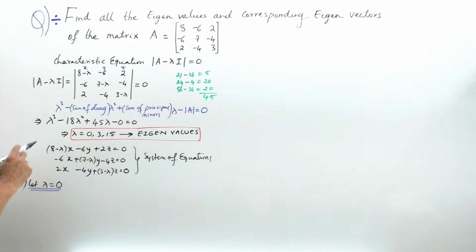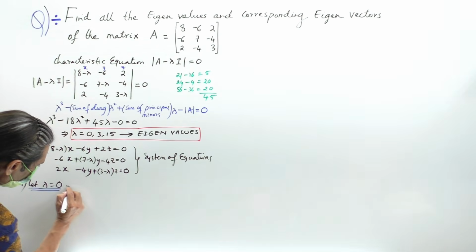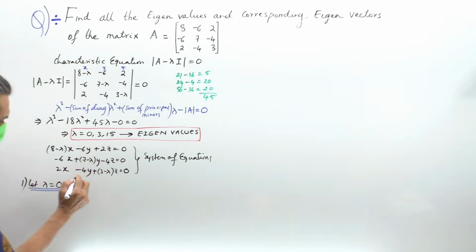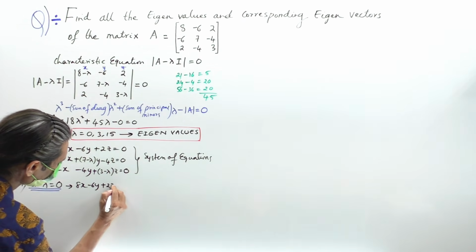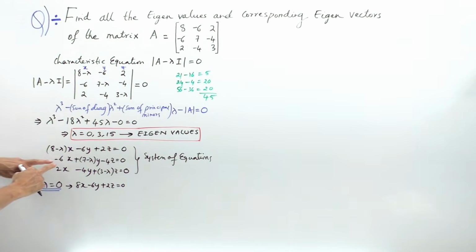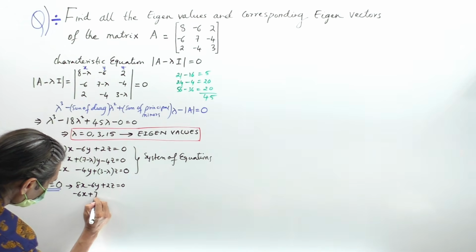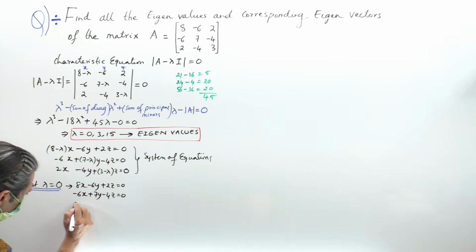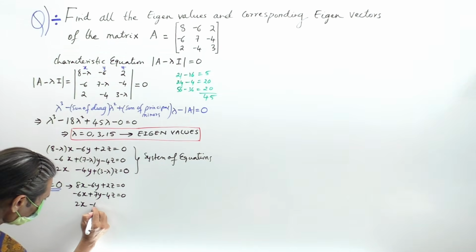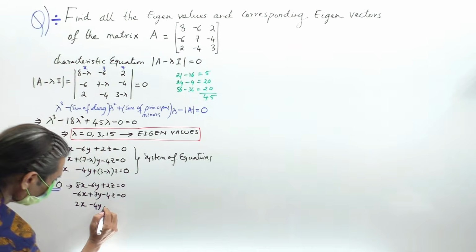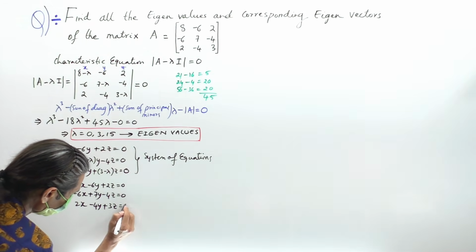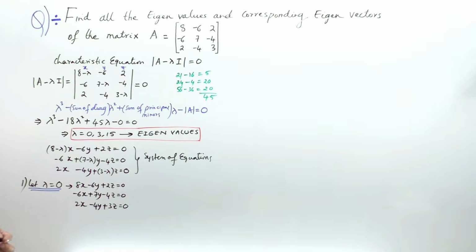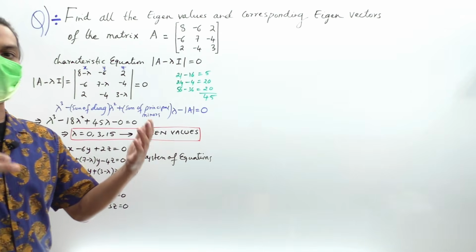So when I put lambda is equal to 0 here, see 8 minus 0 will be what? It implies 8x minus 6y plus 2z is equal to 0. Fine. Then minus 6x, 7 minus 0 is 7 only, plus 7y minus 4z is equal to 0, and lastly 2x minus 4y, 3 minus 0 is 3, plus 3z is equal to 0, right? Fine. So what I will do here is, from this I will find the three values x, y, z, that is the eigenvectors. Okay.